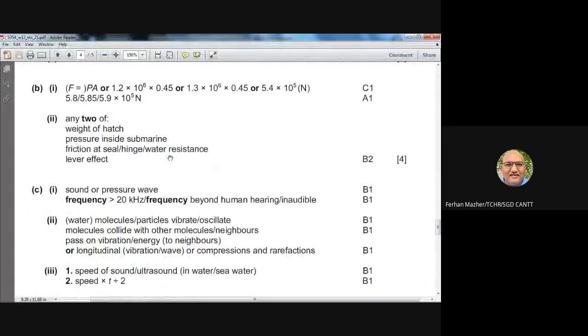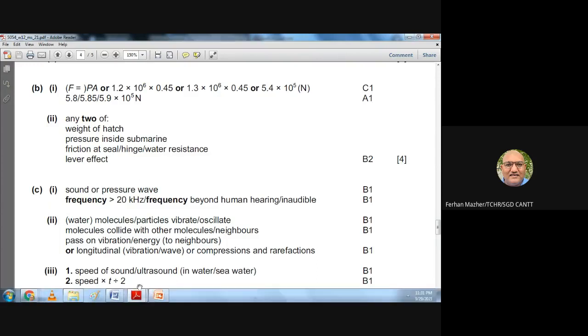Marking scheme says any two of: weight of the hatch, pressure inside the submarine, friction at the seal or hinge, or water resistance, and the lever effect. So when you try to open it, the water will show resistance. So these can be the reasons. You have to just name them. You don't have to explain.